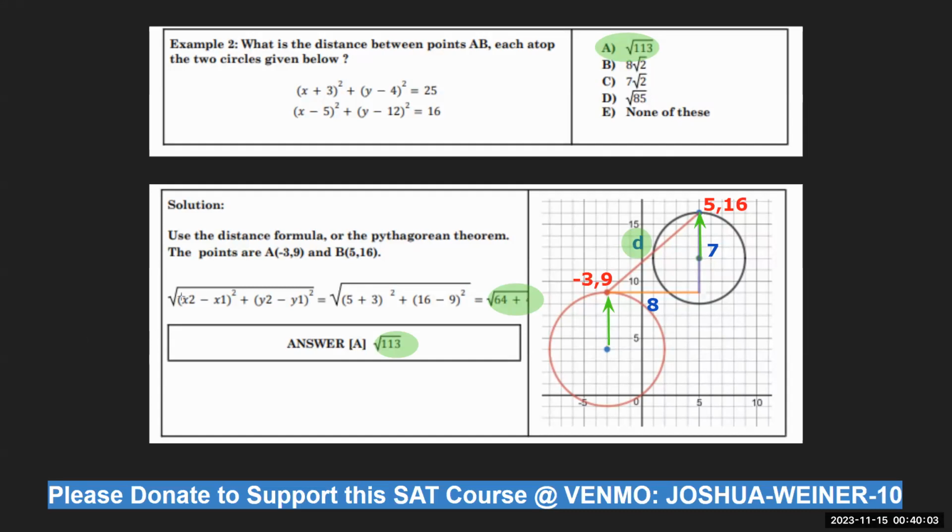So I wrote the distance formula. You can see how you can also draw it and use the Pythagorean theorem. You're going to get 8 units for the bottom. You're going to get 16 minus 9, which gives us 7. We're squaring it, so it doesn't matter which way you subtract. It will be 7 units of physical distance between the right angle and the top. And there you have it. The hypotenuse is the square root of 113.